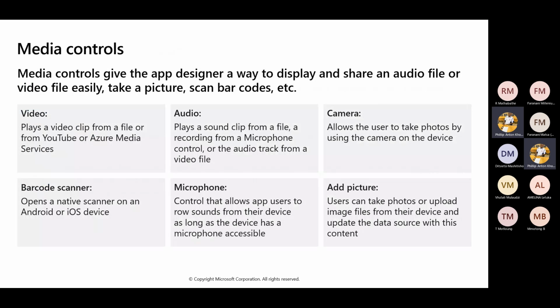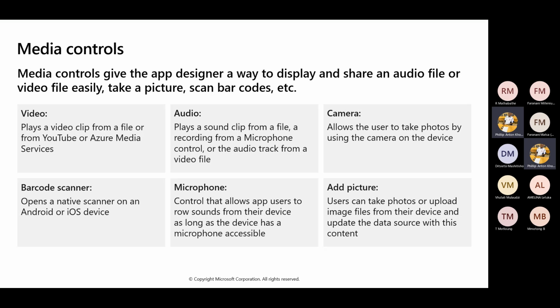Okay, and media controls. We've looked at what media control is, but then we haven't really gotten into detail about that. So media control gives the app designer a way to display or share an audio file or video file easily, take a picture, scan a barcode, and do extra functionalities that you want to do. So with the video, it plays a video clip from a file or from YouTube or Azure Media Services. And then we have a barcode scanner, which opens a native scanner on an Android or iOS device.